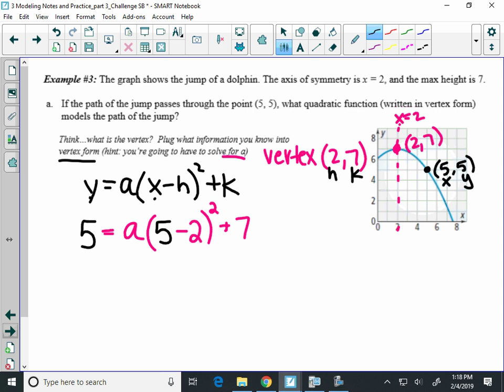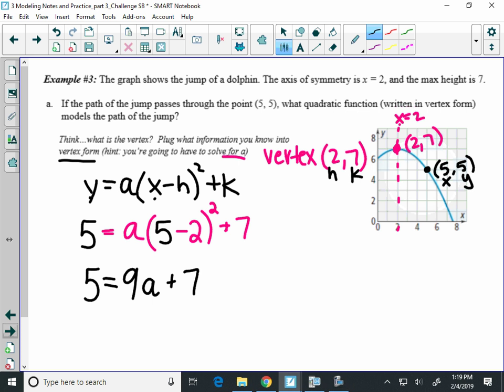Now we have to solve for a. So what would you do here, gentlemen? I love your moves, but yeah, simplify. So 5 equals a times 5 minus 2 is 3, and 3 squared is 9. So I'm going to write that as 9a plus 7.